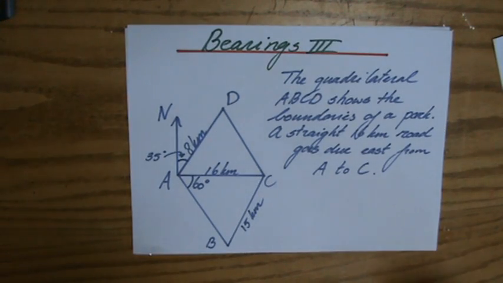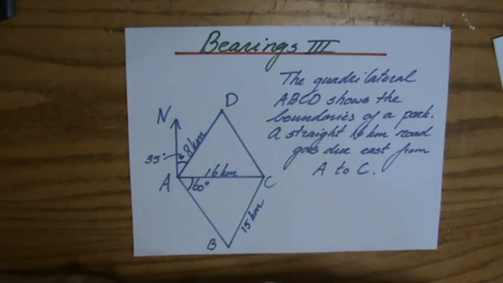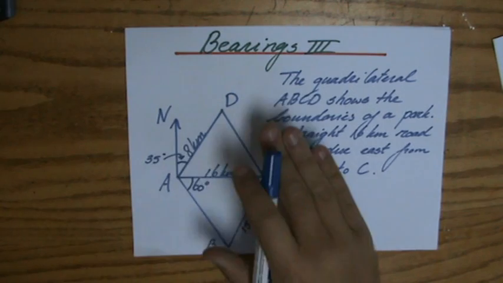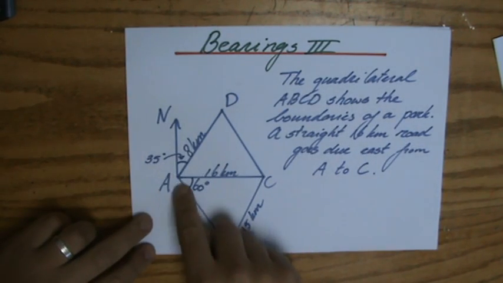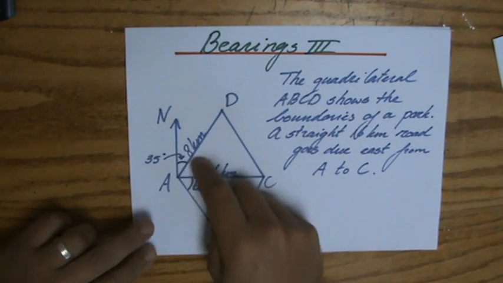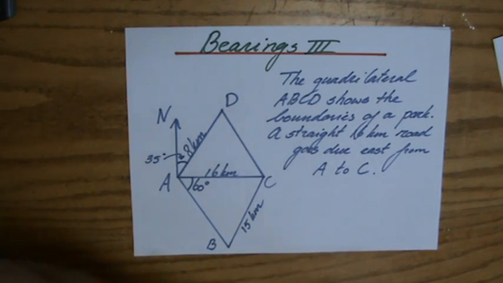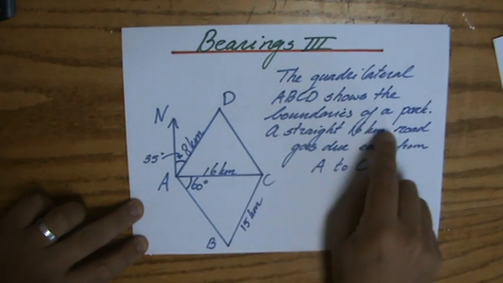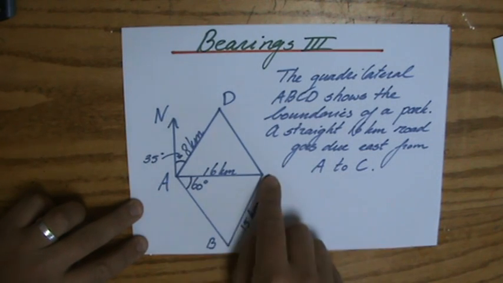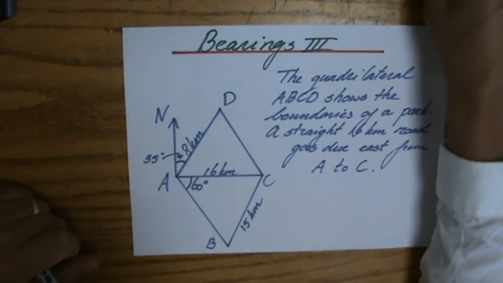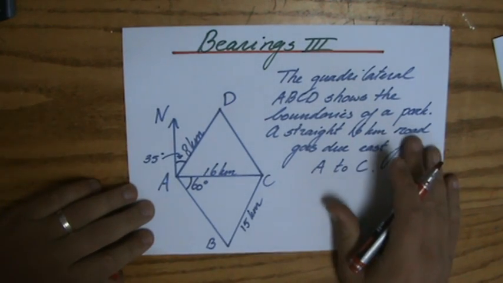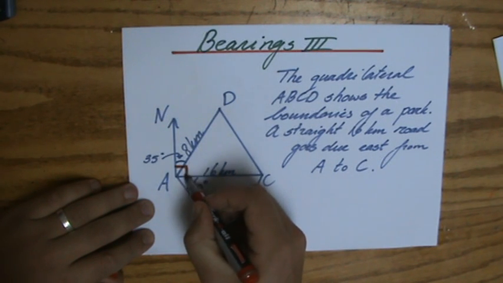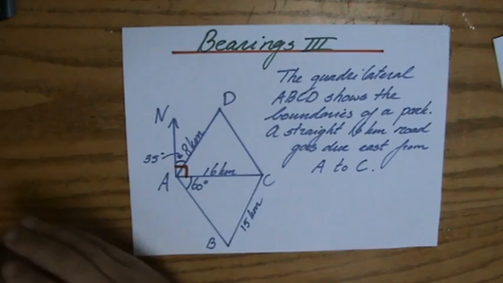Good morning. I've prepared a question involving bearings for you, a typical IGCSE question, and it's going to take some time to do this properly. It says the quadrilateral ABCD shows the boundaries of a park, and a straight road, which is 16 kilometers long, goes due east from A to C. That is already important information, because due east means it goes exactly to the east, and I'm going to put there my sign of a perpendicular angle, a 90-degree angle, due east.